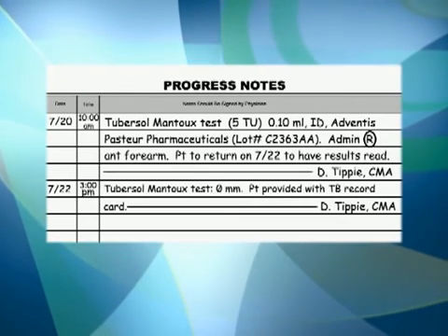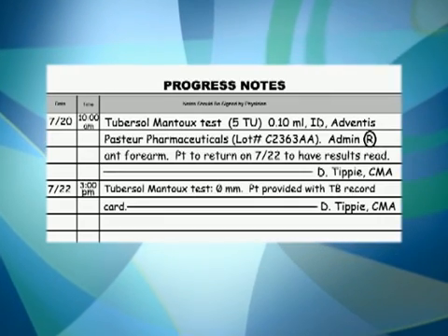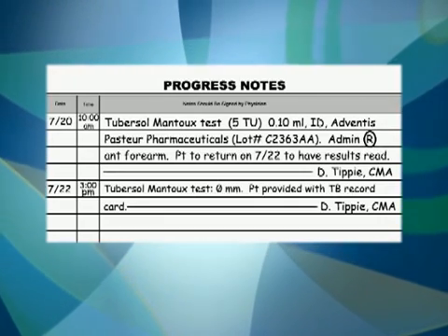Complete a tuberculin test record card and give it to the patient. The record card provides the patient with a permanent record of the test results.